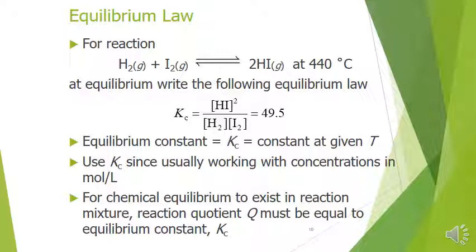Okay, equilibrium law. For a reaction, H2 plus I2 gives me 2HI. So what I want to do is write the equilibrium expression. The product goes on top, and the coefficient gives the power. And the reactant goes on the bottom. And the 49.5 is a given value that was found experimentally. Notice it has no units. The units will cancel out. Both of these are molar: this molar squared, this molar, and this molar, so they cancel out.